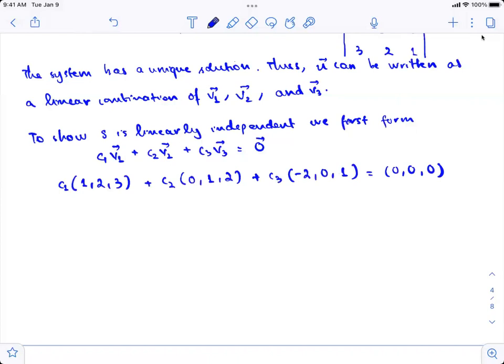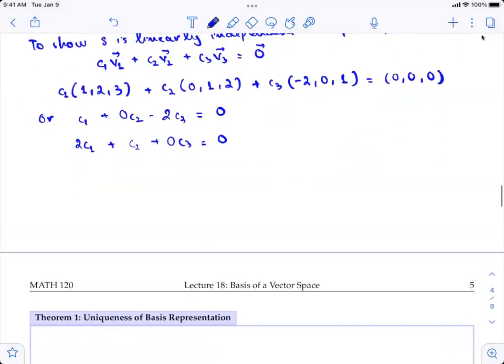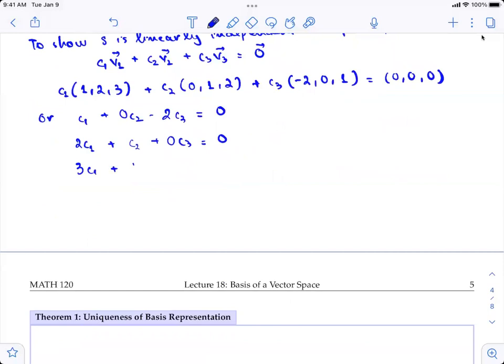And from this vector equation, we can form this system of linear equations. In this case, the system has three linear equations with three unknowns. You can write c1 plus 0 c2 minus 2 c3 equal to 0. The second equation is 2 c1 plus c2 plus 0 c3 equal to 0. And the last equation is 3 c1 plus 2 c2 plus c3 equal to 0. And again, from here, you can use the substitution method, the elimination method, or Python to aid with calculations. Quickly, if you want to use Python, you can turn this into an augmented matrix.